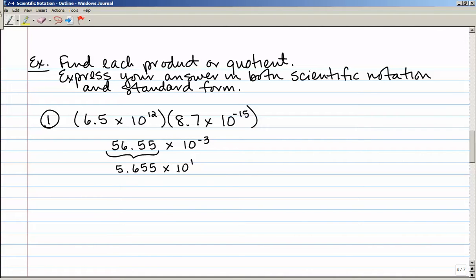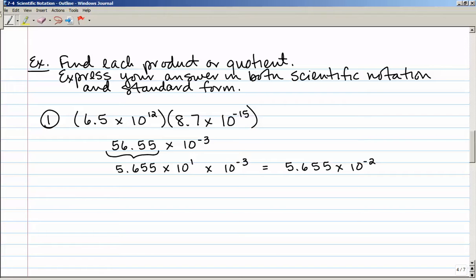So basically, take a look at this, 5.655 times 10 to the 1. If I multiplied this by 10, I'd be moving the decimal point 1 to the right, and get back to what I started here. And then times 10 to the negative 3. That's going to give me a final answer of 5.655 times 10. Add your exponents, to the negative 2.